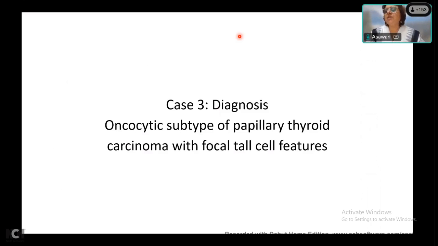What else? Who has not answered so far? Diffuse sclerosis, tall cell variant, columnar variant, hobnail variant, solid variant, diffuse variant, clear cell variant, hobnail PTC, oncocytic variant. Okay. So why do we have to specify these variants? Can anybody tell me?